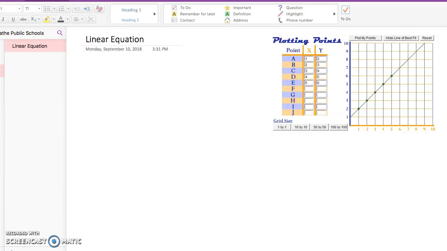Okay, so I'm going to walk you through an example of how to find the linear equation for a given line of best fit. So let's assume that you have plotted the graph that's over here to the right. You've drawn your line of best fit with a ruler, and the question says to find the linear equation that best describes the line of best fit.